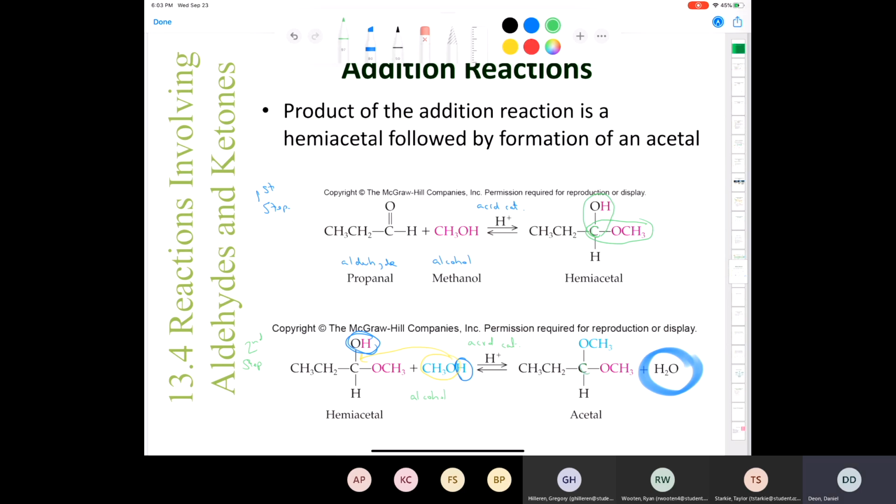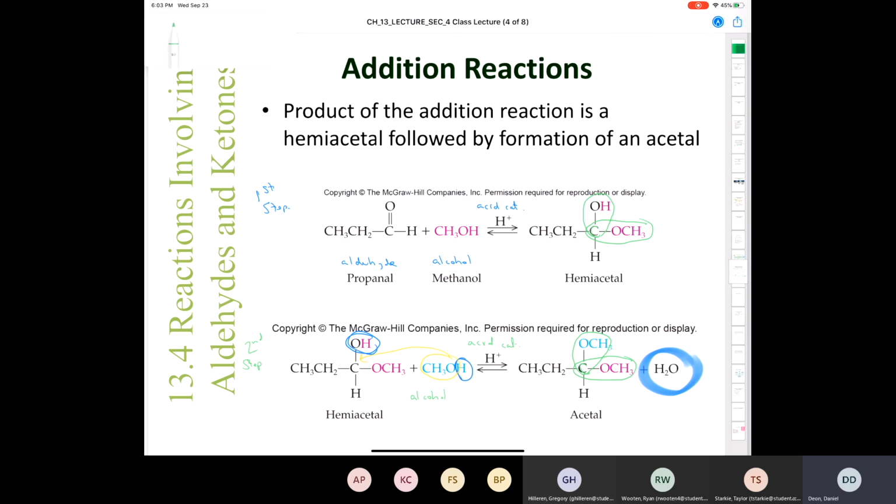Let's look at the acetal. Here's the carbon with the oxygens attached. It looks like I have an ether here, and an ether there. I think that is probably the easiest way I can distill the whole concept of hemiacetal and acetal formation.